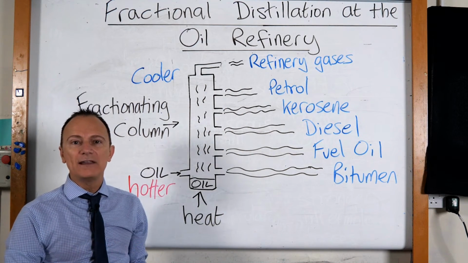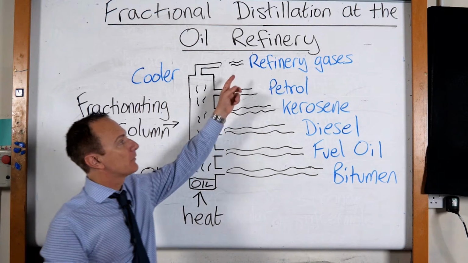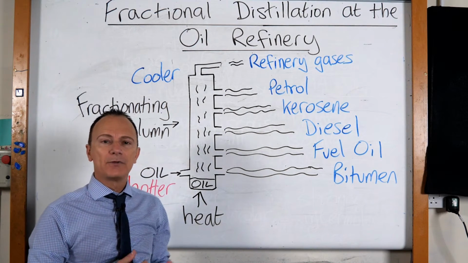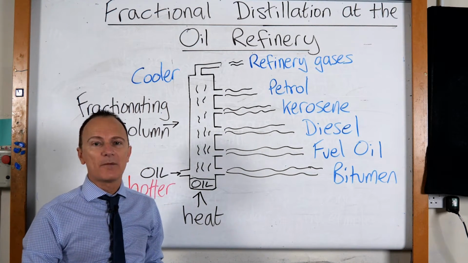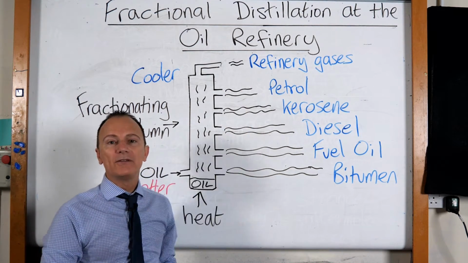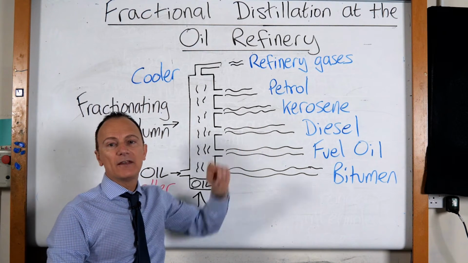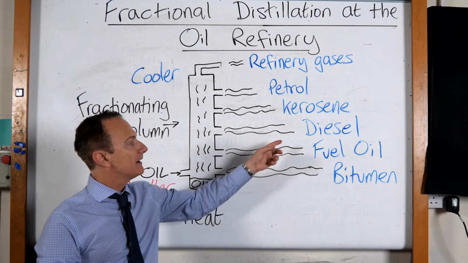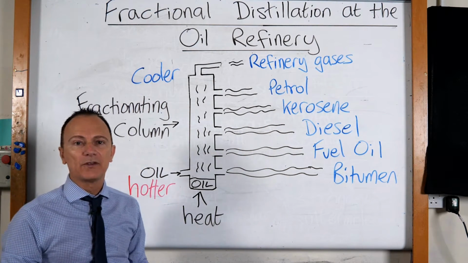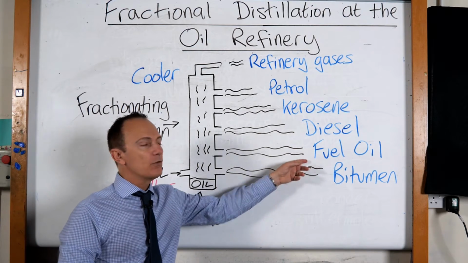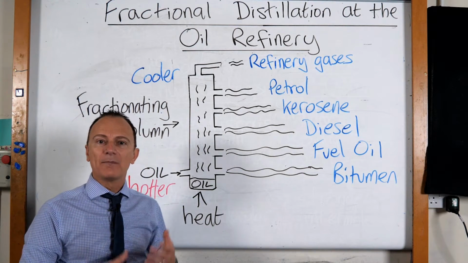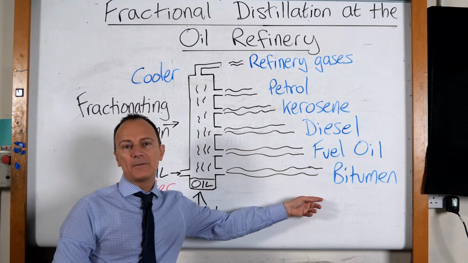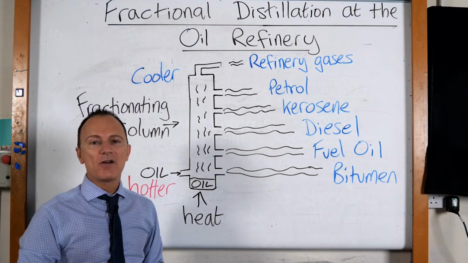So we get some really useful products such as refinery gases like butane and propane that can be used on barbecues, petrol that we use in vehicles, kerosene that's aircraft fuel, diesel that can be used in cars, buses and trains, fuel oil that heavy ships might run on, and bitumen that can be used to repair the roads.